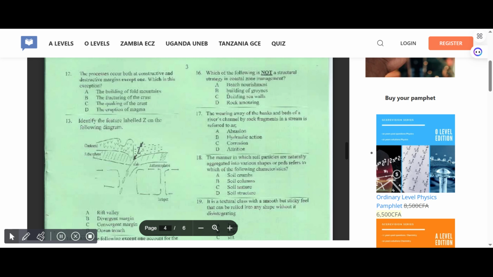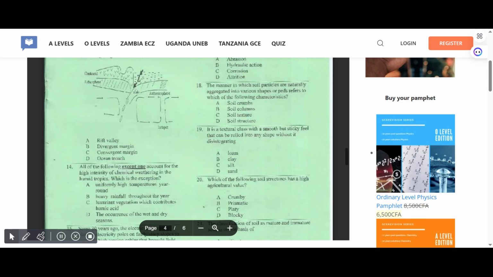The processes occur both at constructive and destructive margins except one, which is the exception. Correct answer for 12 is C, which is the quaking of the crust. Identify the feature labeled Z on the following diagram. Correct answer is C, which is convergent margin.